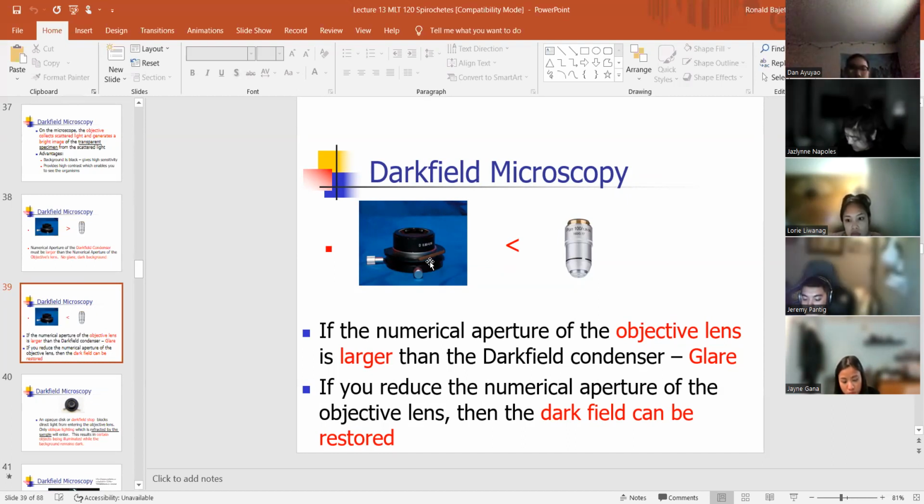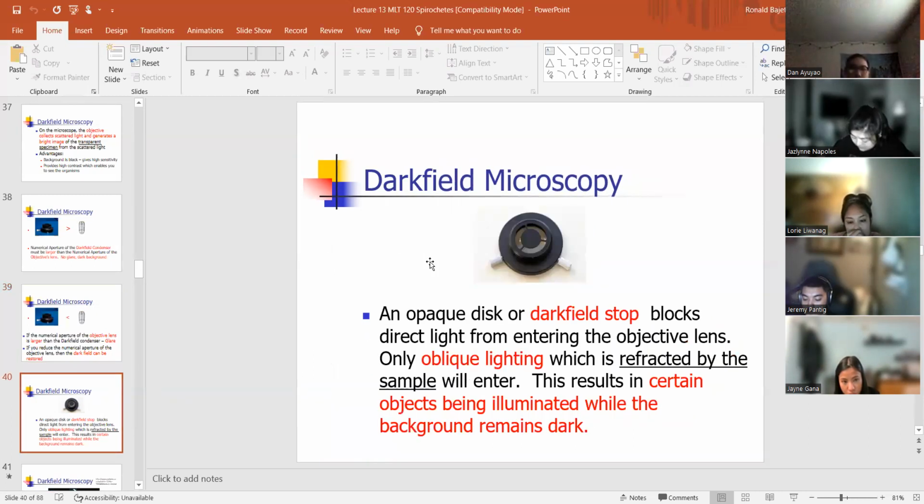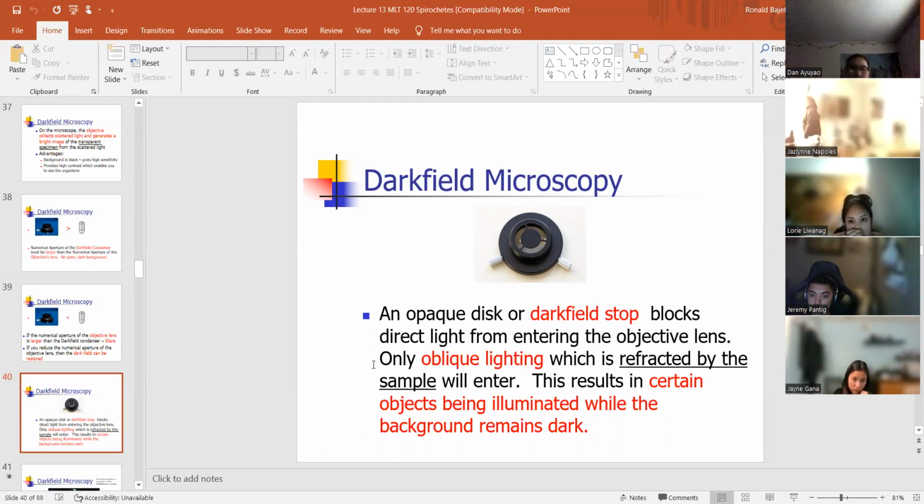I talked about how light comes in. There's this device called a dark field stop. The dark field stop blocks direct light from entering the objective lens. Direct light is like vertical light entering into the object, right? We don't want that. It's also going to add to the glare. So the dark field stop blocks direct light from coming in.